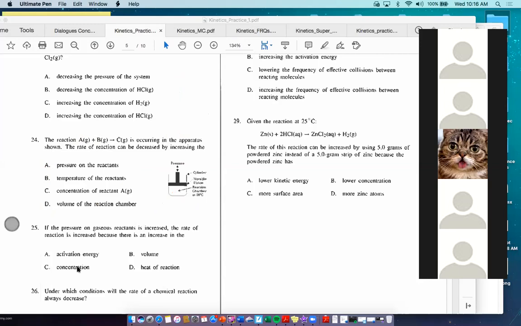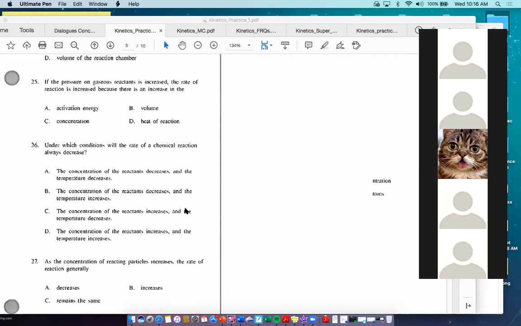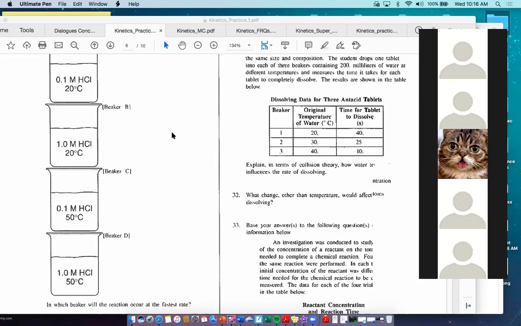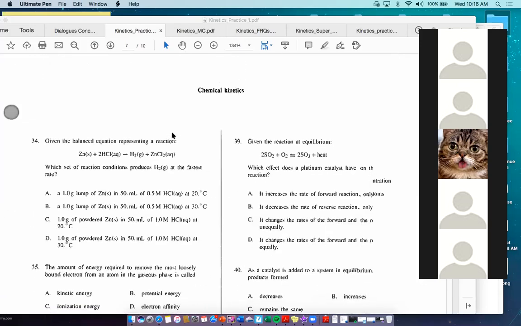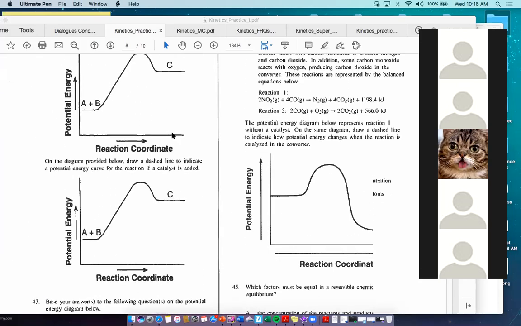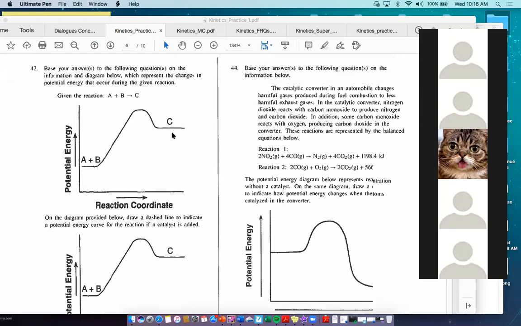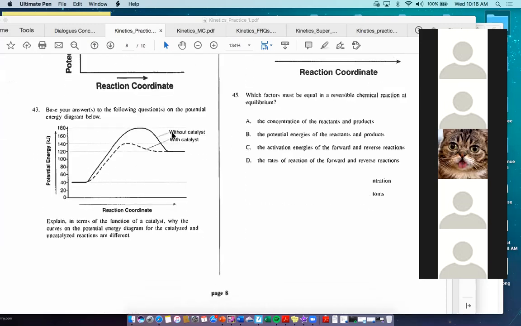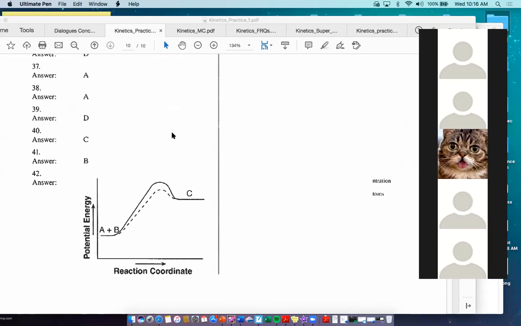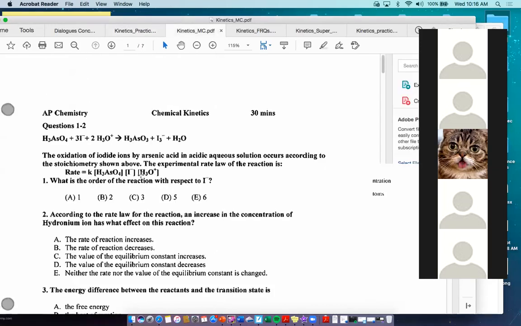All right. This first packet is pretty simple. Why don't we move on to, well, let me just go through here and see. Again, skip any equilibrium questions. Oh, look, there are answers. Okay. All right, so this is the multiple choice packet.